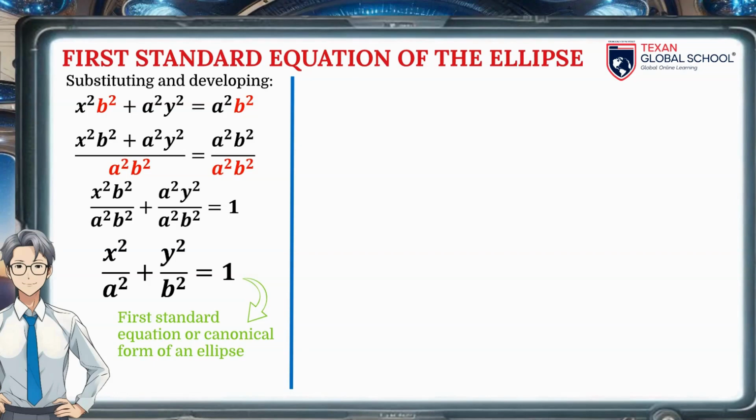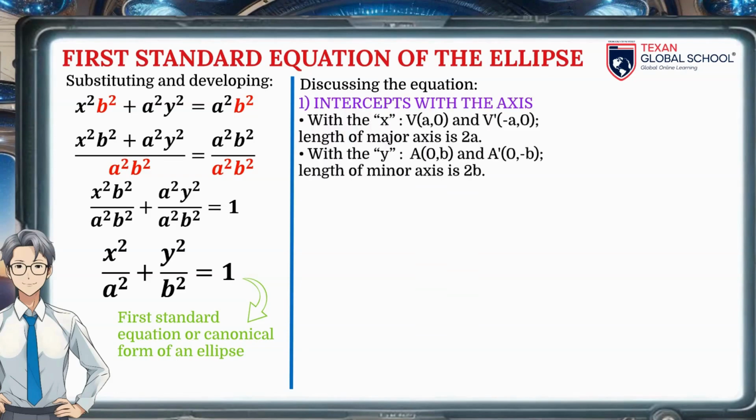If we discuss this equation of the ellipse, we will start with the intercepts with the axes. Remember that the intercepts with the x-axis are obtained when y is equal to 0. So the intercepts with the x-axis are the vertices of the ellipse, and the length of the major axis is the constant defined as 2a. Now the intercepts with the y-axis are obtained when x is equal to 0.